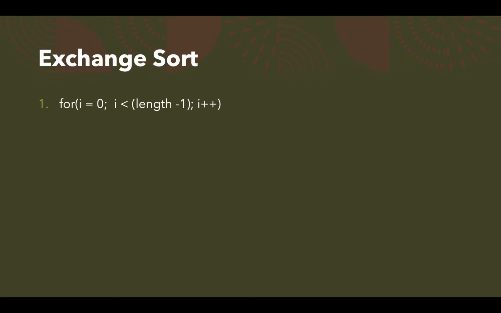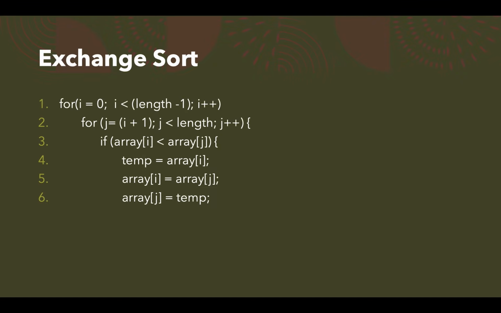So exchange sort, I would show the pseudocode for the exchange sort first. So in the exchange sort you can see here ith element is compared with all the remaining j elements, and then you fix the position of that ith element first. Okay, so that's an exchange sort.